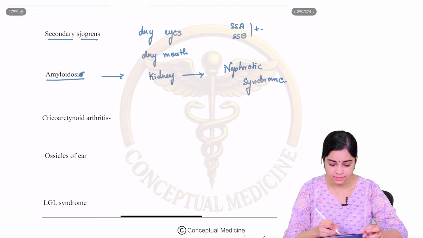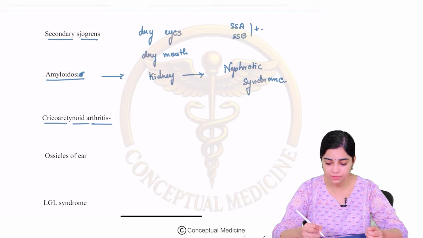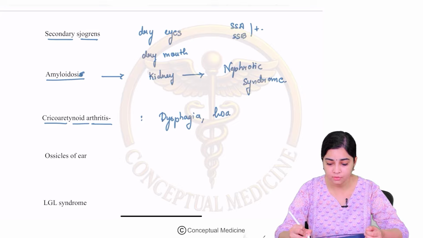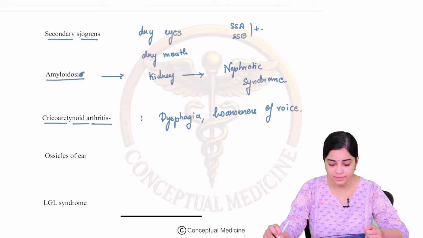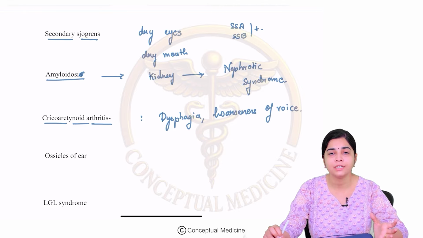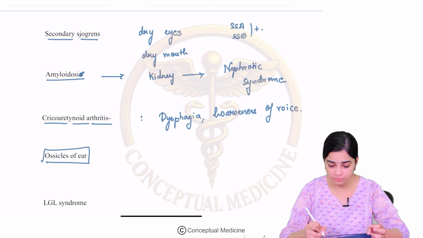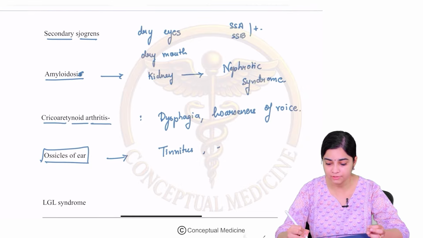Okay, fine. Then, rheumatoid arthritis can also cause arthritis in the cricoarytenoid joints. If the cricoarytenoid joints are involved, how will they present? They may present with dysphagia. It may present with hoarseness of voice. That occurs mainly because of inflammation of the cricoarytenoid joint. The ossicles of the ear can also be involved by rheumatoid arthritis, and this can cause tinnitus. It can cause some form of conductive hearing loss as well.